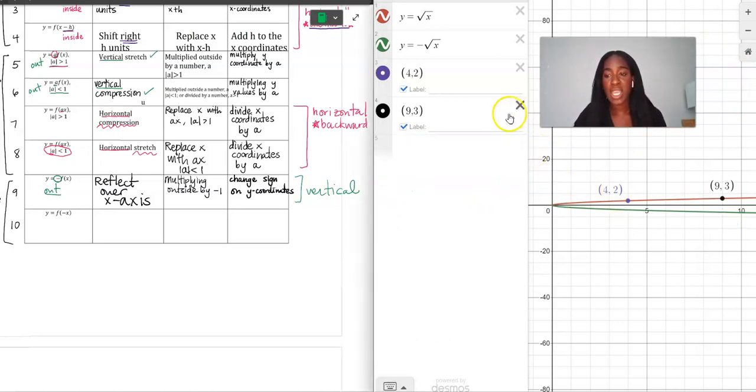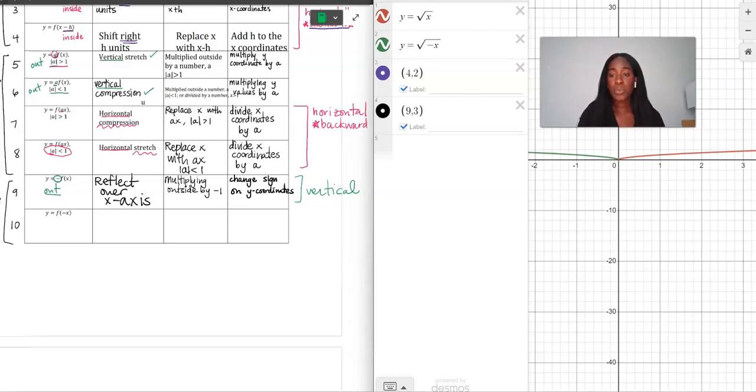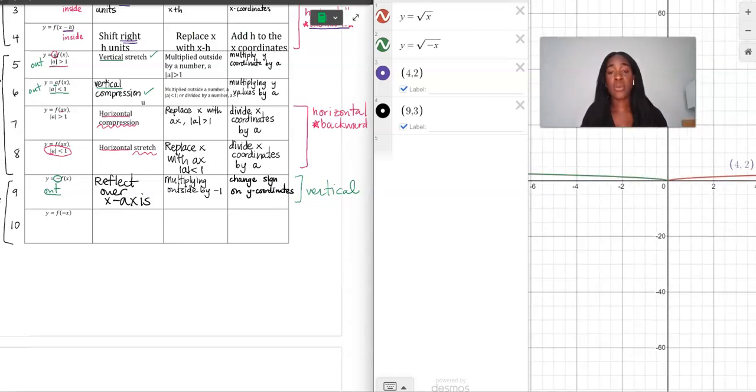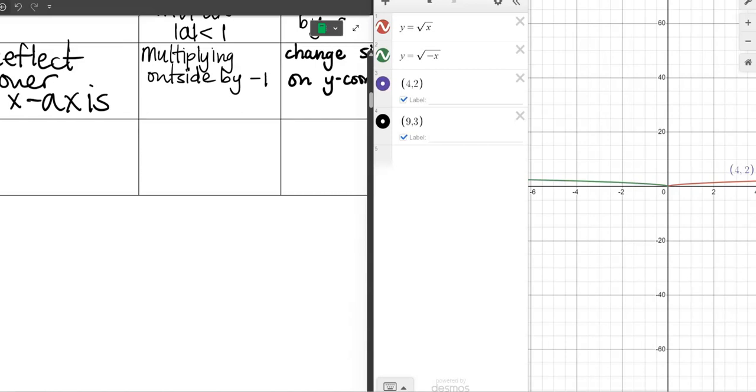So now let's look at the other transformation. This transformation now has the negative on the inside of the square root. So first things first, for how the equation is changing, I'm going to write that we replaced x with negative x. That is how we got the second equation that we graphed.